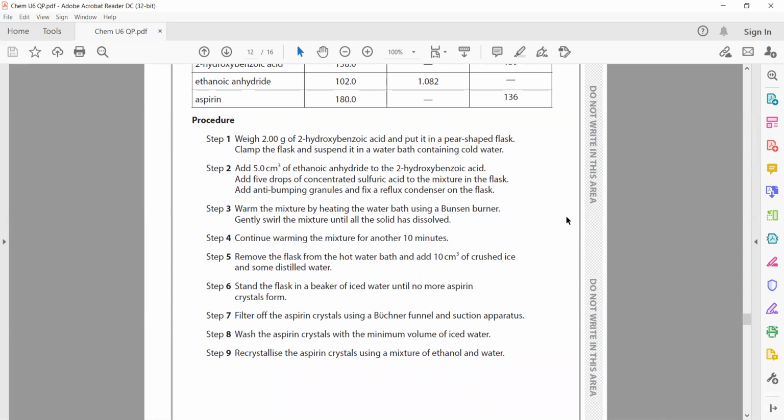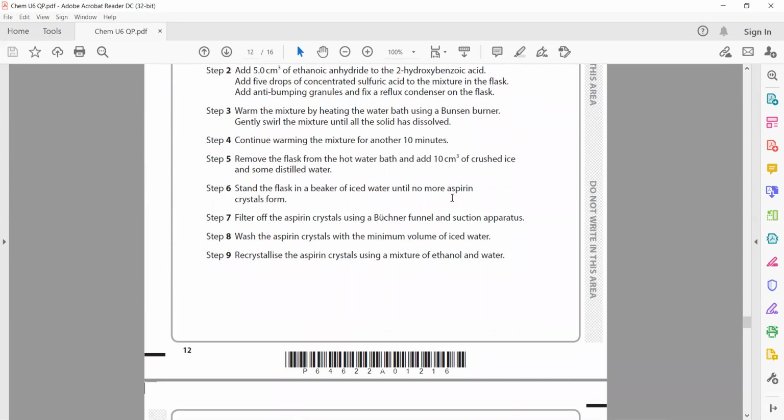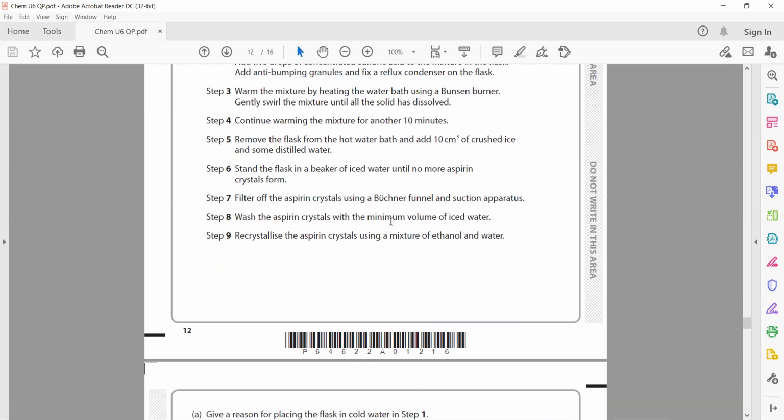Then the mixture was heated in a water bath using a Bunsen burner. Then continue warming the mixture for another 10 minutes. Then remove the flask and add 10 cm cube of crushed ice and some distilled water. Then stand the flask in a beaker of ice water until no more aspirin crystallizes. Filter off the aspirin using a Buchner funnel. Wash the aspirin crystals with a minimum volume of iced water so that it will dissolve the soluble impurities, and then recrystallize the aspirin.